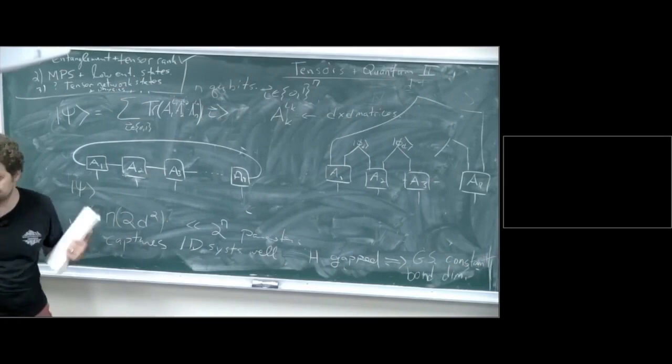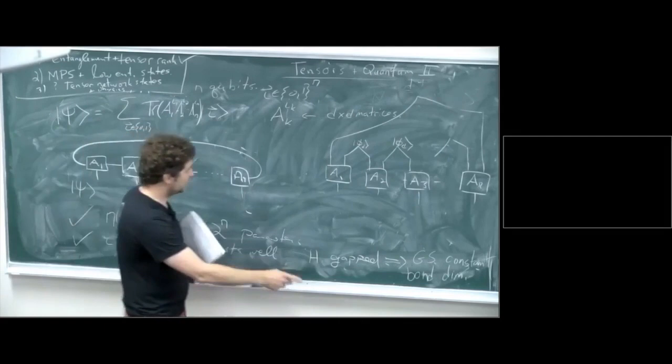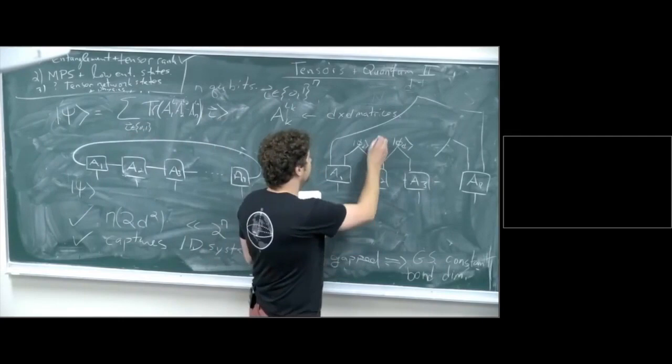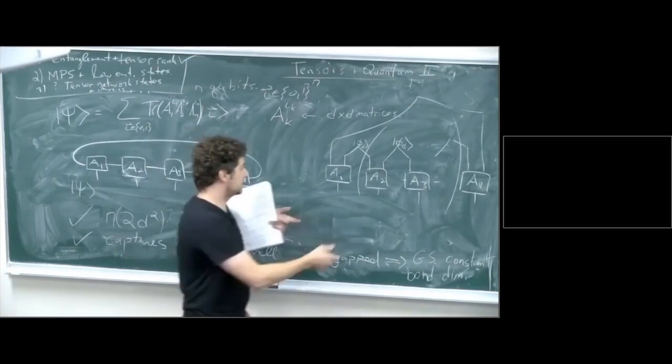Okay, so these capture 1D systems well. And another thing that makes physicists like these, which you can see from this picture best, is that they satisfy something called an area law. So if I take some contiguous set of qubits, and I take the ground state, then I ask what's the entropy of this subset of qubits? If it's an entangled state, that's going to be non-zero entropy.